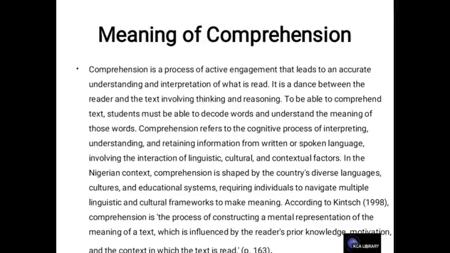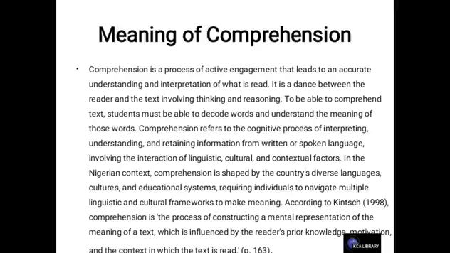So now moving on, we have the meaning of comprehension. Comprehension is a process of active engagement that leads to an accurate understanding and interpretation of what is read. So comprehension mainly deals with what is being read. It deals with the reading part. It is a dance between the reader and the text, involving thinking and reasoning.